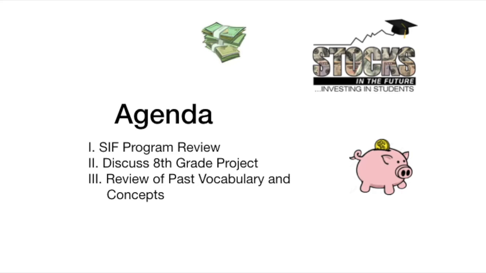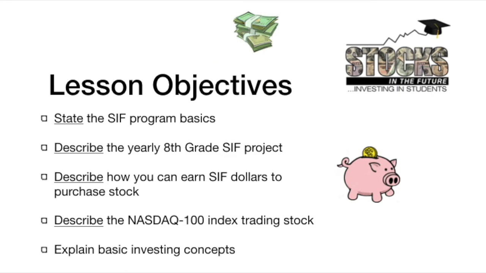Each week, we will go over the agenda, objectives, and important vocabulary for each lesson. For this first week, we will begin by reviewing the SIF program and its incentives. Then, we will discuss the 8th grade yearly project and end with reviewing important vocabulary words and concepts from past years. By the end of this week, you should all be able to state the SIF program basics, describe the yearly SIF project, describe how you can earn SIF dollars to purchase stock, describe the NASDAQ 100 index trading stock, and explain basic investing concepts.